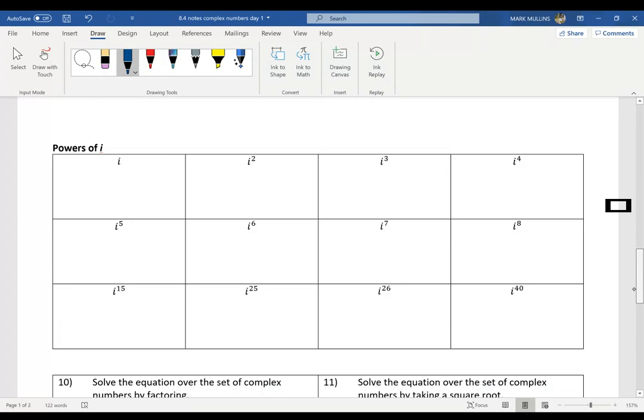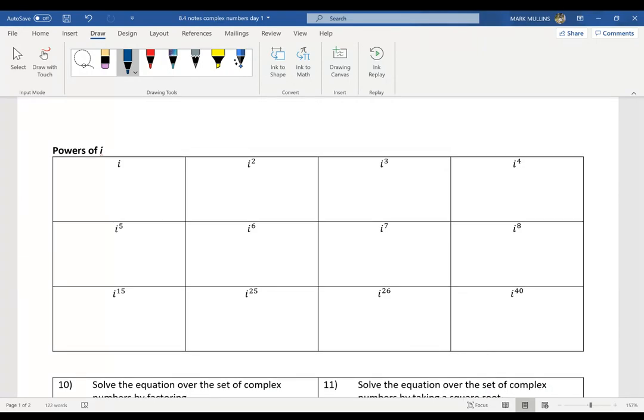So we're looking at powers of i. So i by itself is just i. It's the square root of negative 1. We've already found that i squared is equal to negative 1. So i cubed, it makes sense, is going to be i times i squared. And we know i squared is negative 1. So this is i times negative 1, which is negative i.